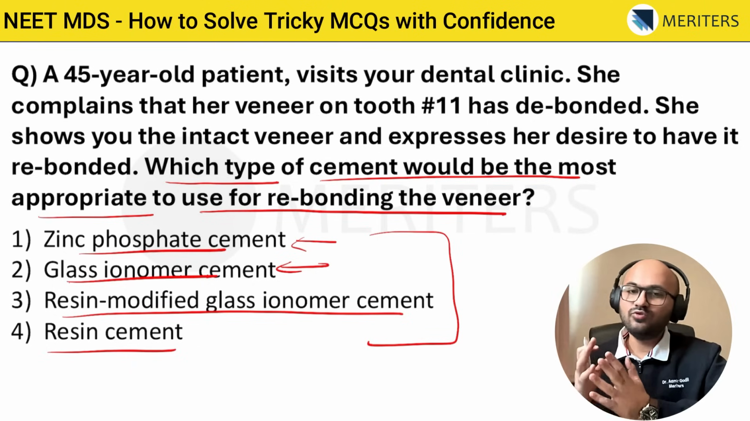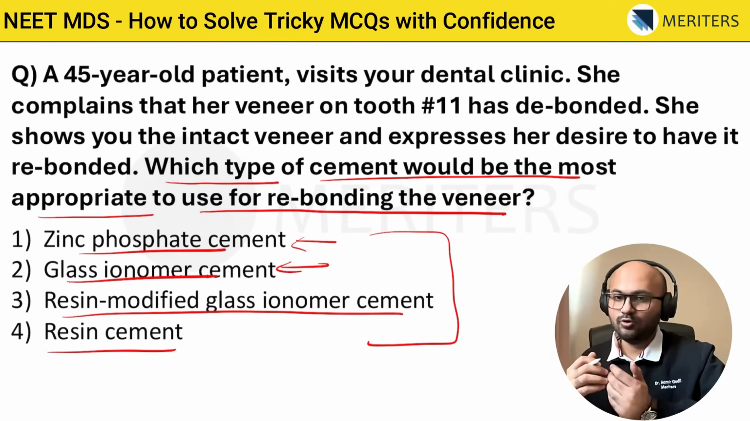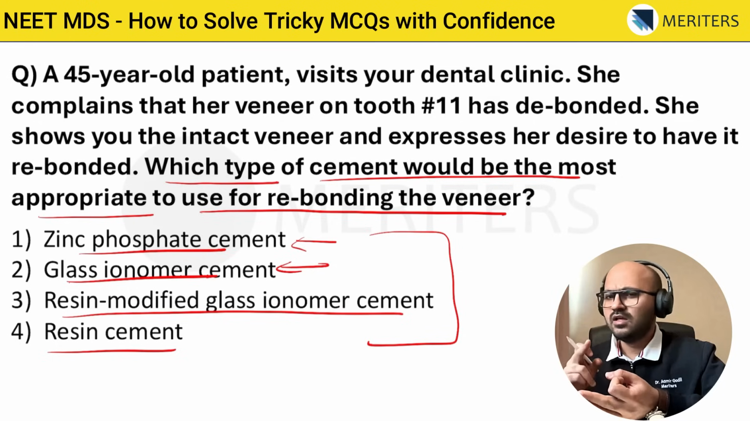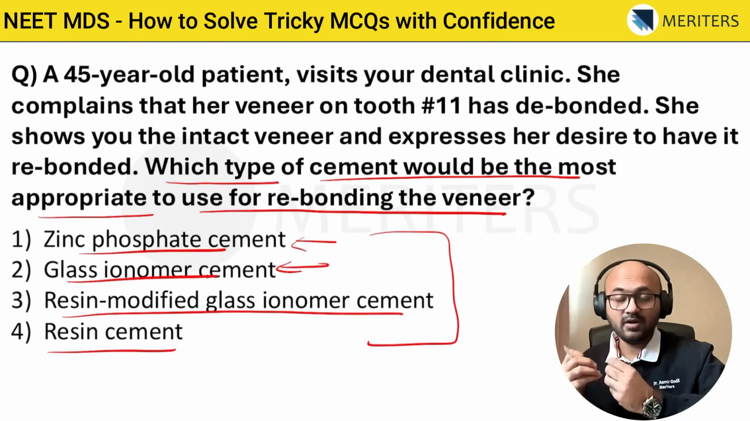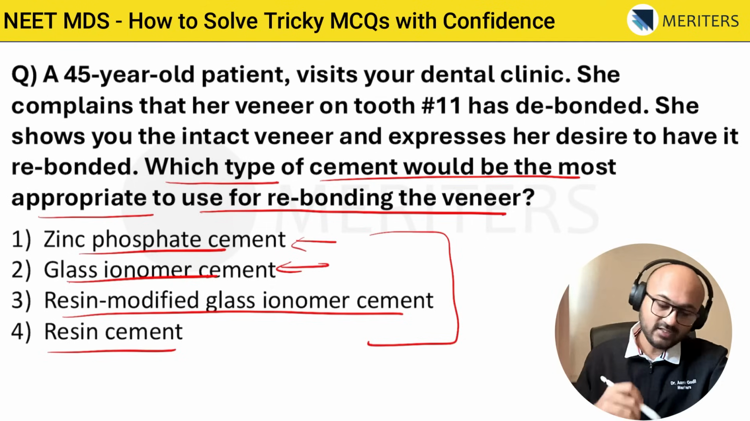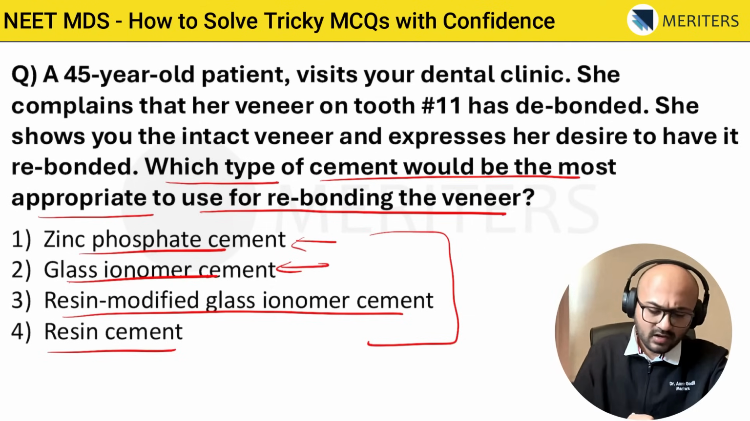So these kind of things you have to use, apply your reading. You have read all of this. You have read the indications, contraindications of veneers. You've read the cements and their properties, you've read all of this, but when the time comes to apply, you have to eliminate one option at a time like this. Now let's read the whole question so that you can understand what I'm trying to say.